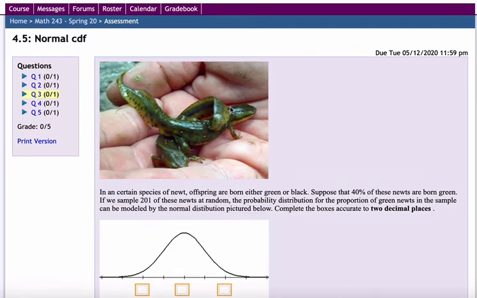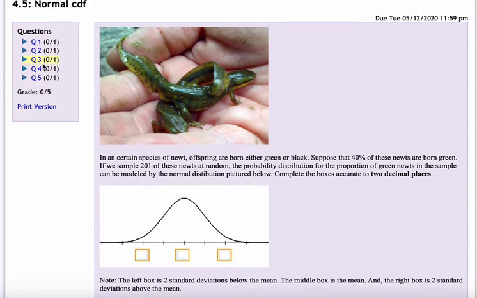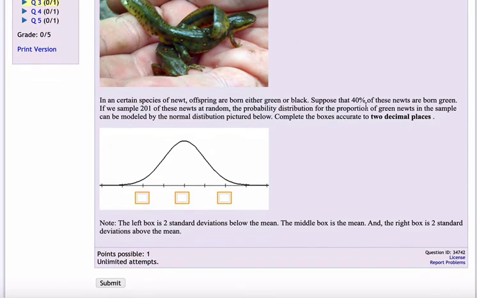Question number 3. Newts. Back to newts again for some reason. You're not actually calculating probabilities in this question, just like on the previous one. So you're not going to be using any normal CDF or anything. You won't use that until 4 or 5. It's another one where you're just kind of setting up the problem.